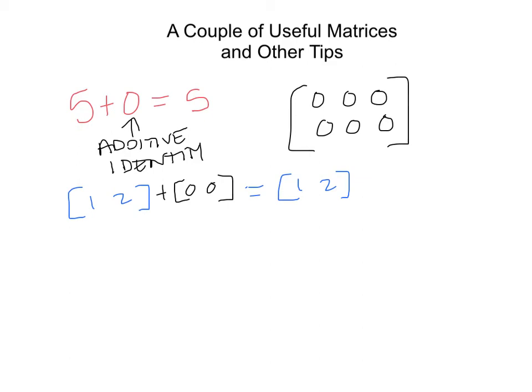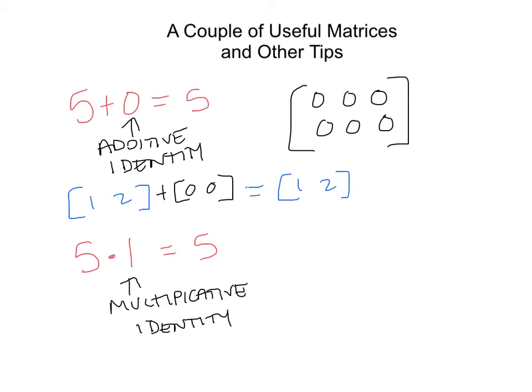Another important matrix is the multiplicative identity. So let's say we have the number 5, and we would think, what would you multiply 5 with to make it stay 5? And that would be 1, and that is known as the multiplicative identity.